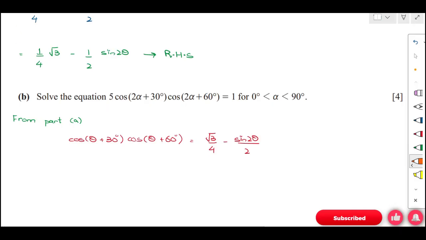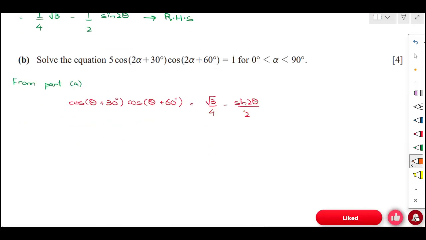Okay, now we need to just solve this. What is this thing? Okay, so here we can say let theta is equal to 2 alpha. So replace theta by 2 alpha. So cos of (2 alpha plus 30 degrees) into cos of (2 alpha plus 60 degrees) is equal to square root of 3 divided by 4 minus sine of (2 into 2 alpha) divided by 4.